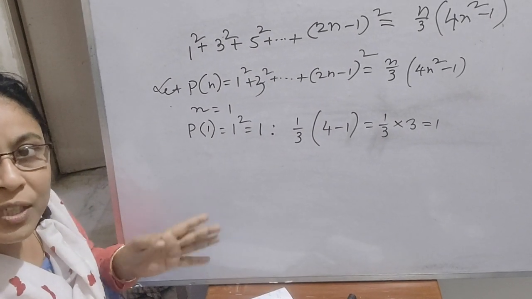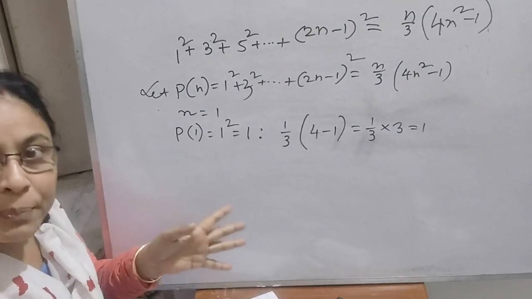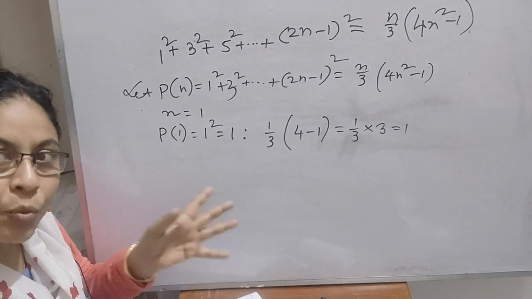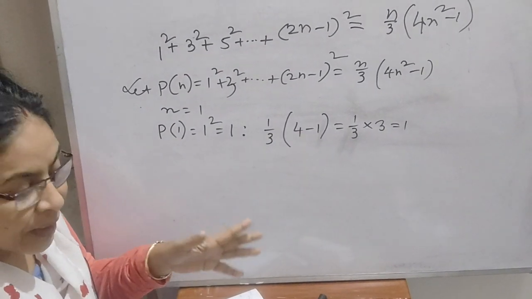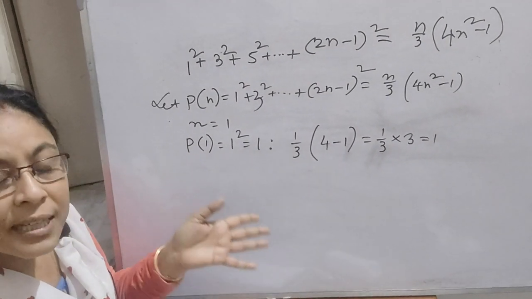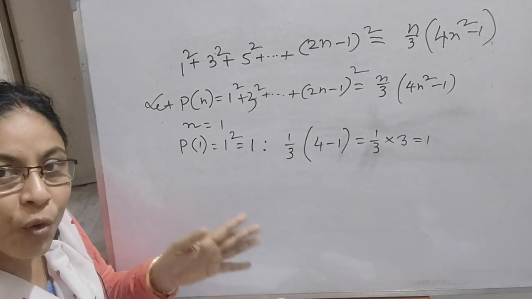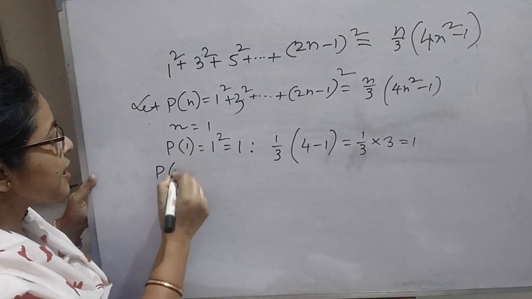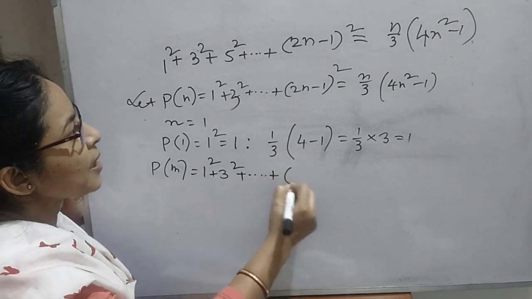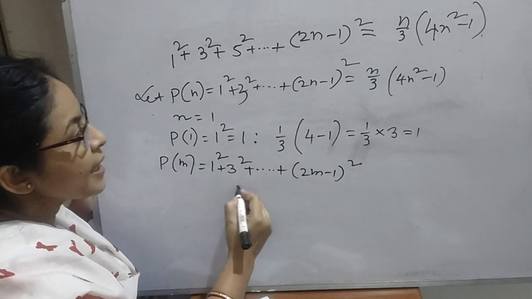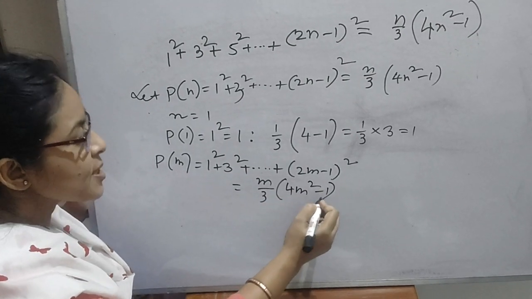I can write P1 is true when n equal to 1. Let us assume, like in the previous sum, that Pn is true for n equal to m. That means Pm equals 1 square plus 3 square plus dash dash dash plus (2m minus 1) square, this equal to m by 3 into (4m square minus 1).